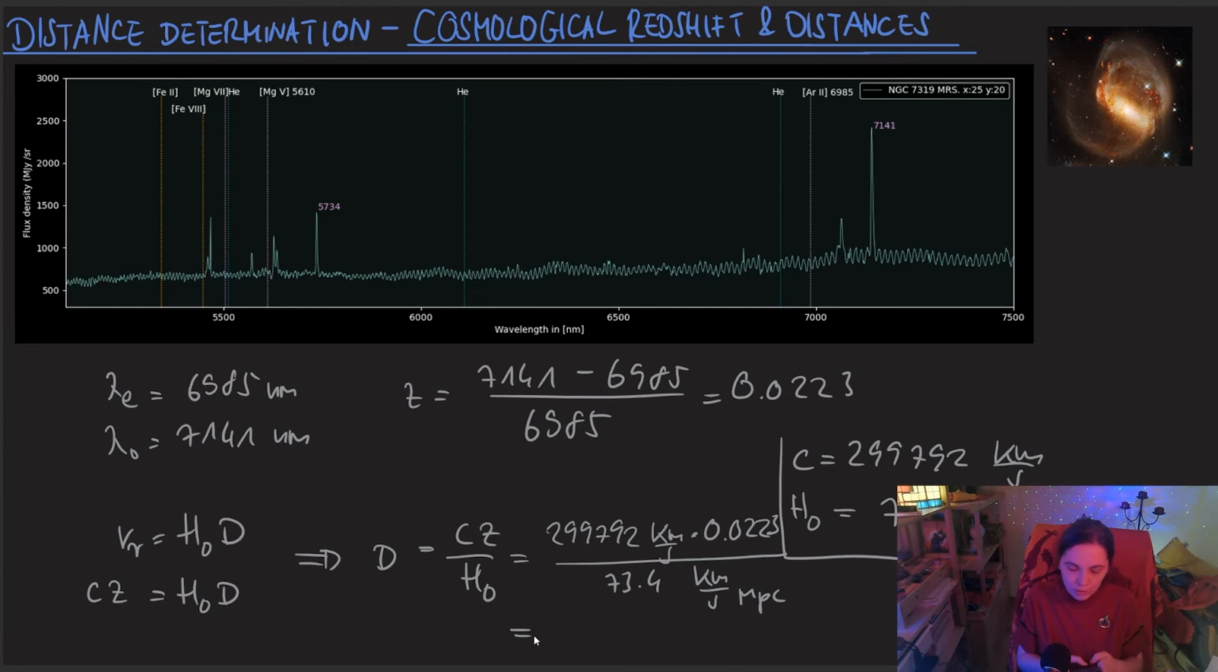Times 0.0223, divided by 73.4, we get 91.08 megaparsecs, which is the distance to this galaxy. Okay, shall we find out if we calculated something that could be true?